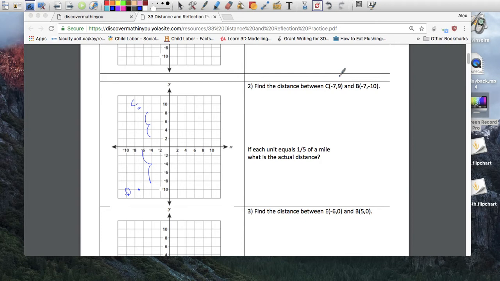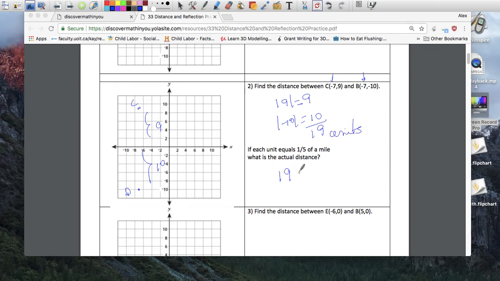So what do they have in common here is the -7s, right? So I'm going to find the absolute value of their y-coordinates. Absolute value of 9 is 9. Absolute value of -10 is 10. 10 plus 9 is 19. So this is worth 9. This is worth 10. So if I add those two distances, I get 19 units on the coordinate plane.